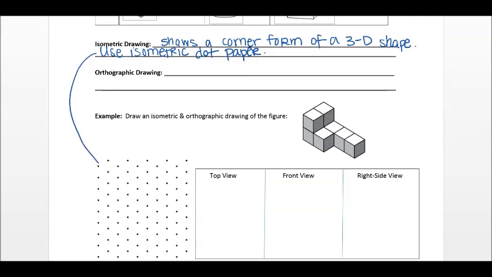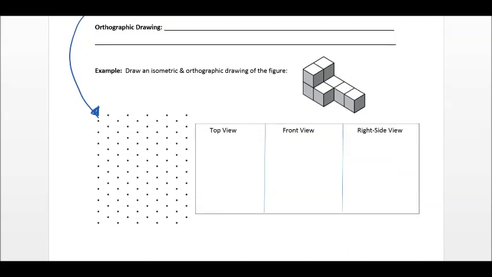This is isometric dot paper right here. I've just copied a little bit of it. Okay, so let me show you what it looks like. So for this example, I have this shape, and you're going to copy it basically, and it's deceivingly simple. Once you get to it, you may start to get a little confused, but that's why we want to practice it. Okay, so I'm going to start with this part right here.